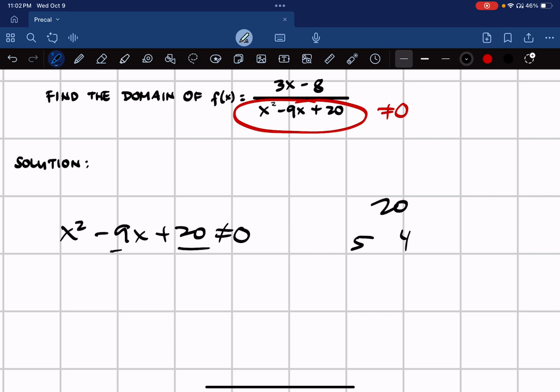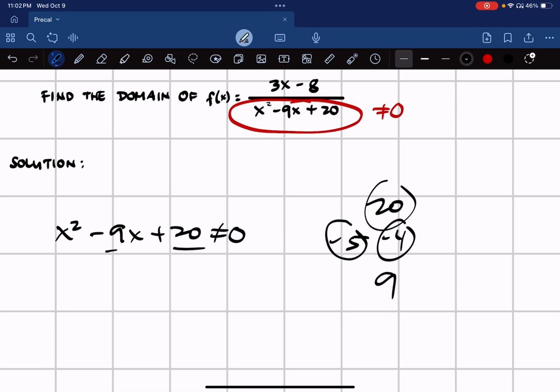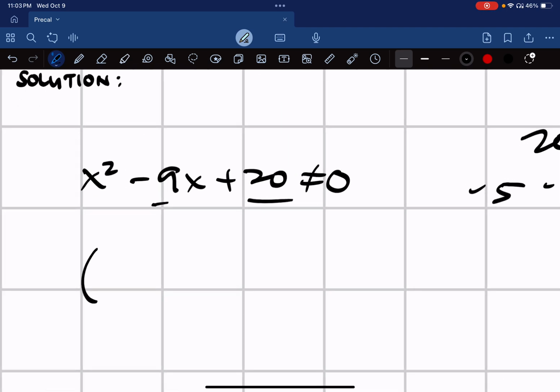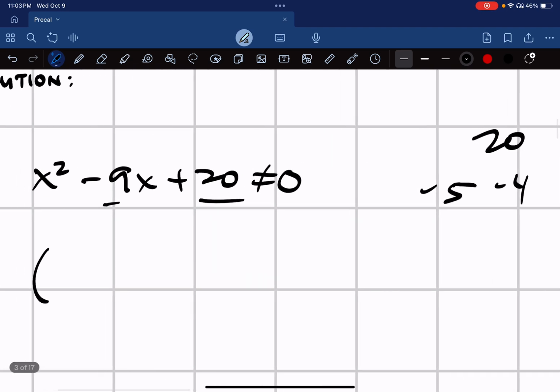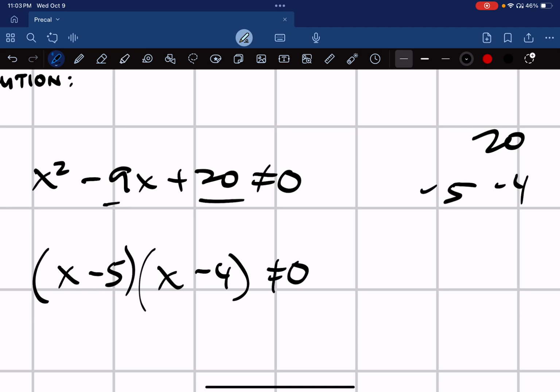If we add 5 and 4, we get positive 9, but we need negative 9. That's why both must be negative. Negative 5 times negative 4 is 20, and negative 5 plus negative 4 is negative 9. So we can have our factored form as x minus 5 and x minus 4, and it must not be equal to 0.